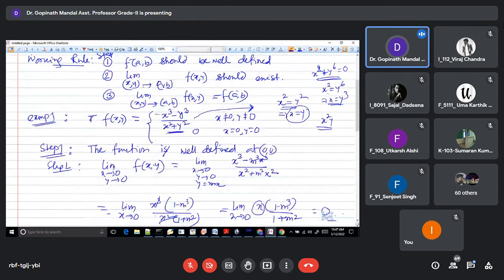So you can check here for the example one, the limit f1, f2, f3, and f4. All the cases. If all the limits are the same, then we can say the limit exists.